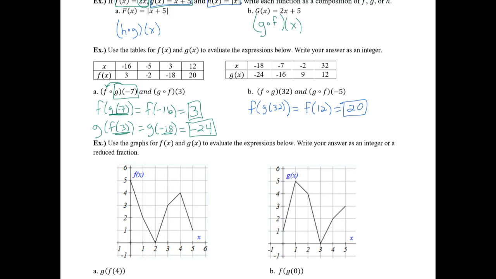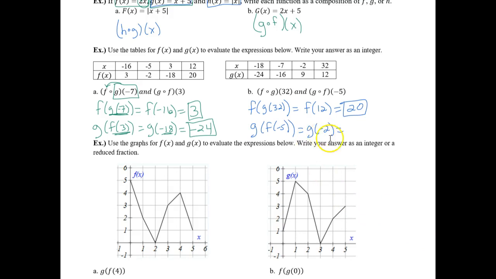And the second one, g of f of negative 5. I need to find f of negative 5 first. On the f table, I go to the x equals negative 5. So my input is negative 5. My output is negative 2. So f of negative 5 is negative 2.